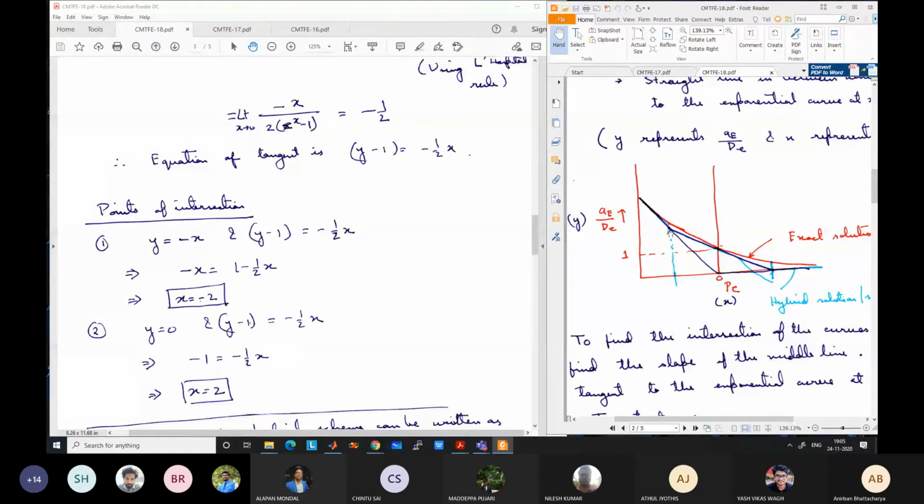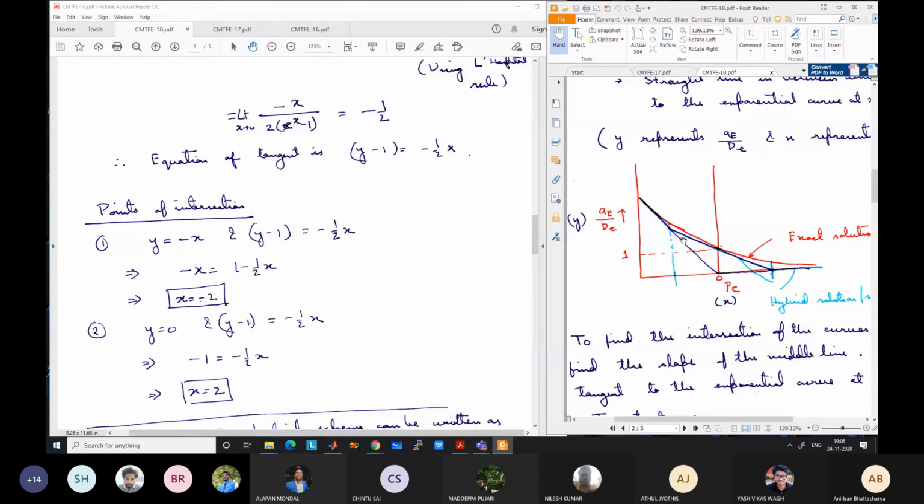So I can just replace y with minus x here. Okay. So it is minus x minus 1 is equal to minus half x, or minus x equal to 1 minus half x, which gives us x equal to minus 2. So this point is at x equal to minus 2. Similarly, from the other two lines, this line and this line, if you find the common point for both the lines, it is x equal to 2.